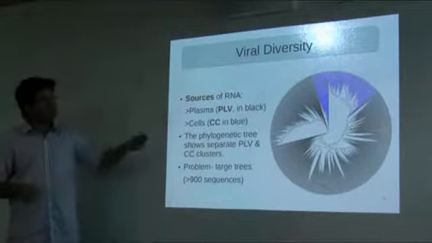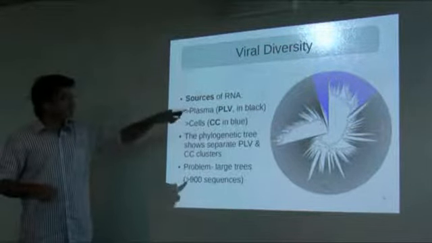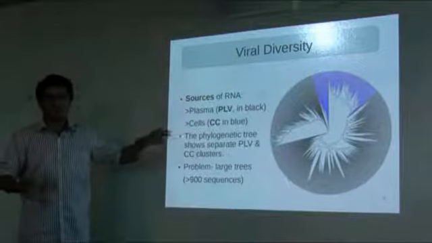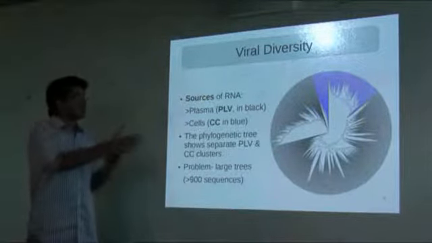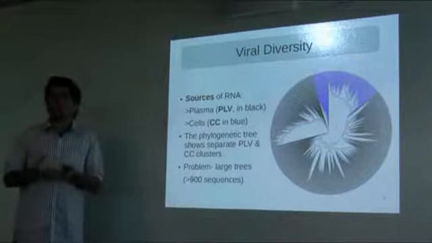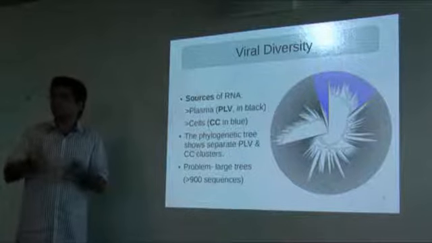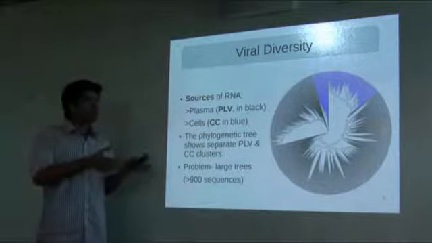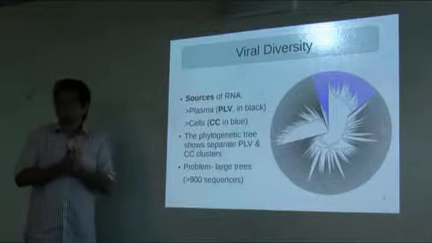One unique thing you can see here is that the blue ones, which are from the cells, form a completely different part of the tree. They are quite distinct from the sequences extracted from the plasma. This is quite weird, because it's the same virus which has infected the same host, but the two different sources of the virus have quite distinct sequences.